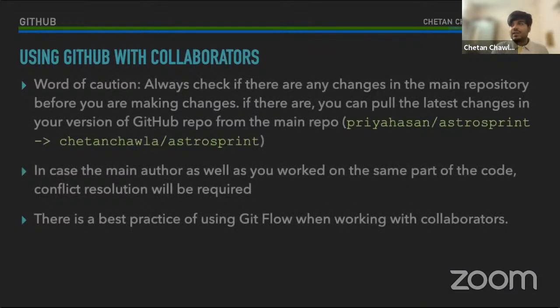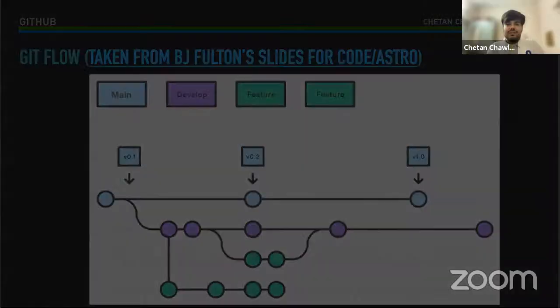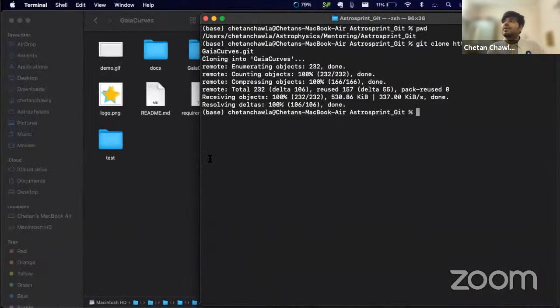And this is just another word of caution. You can read this out, but it's just to say, whenever we are doing any changes, we should check if there are no more changes in the main repository, and if there are, we can pull those changes into our own version of the repository. All right, and then this is just the last thing. We have already tried it.